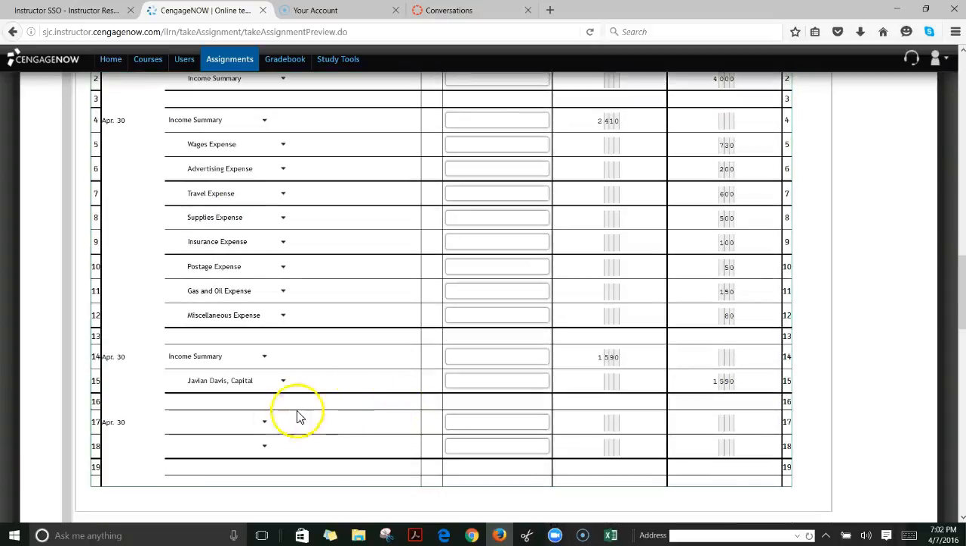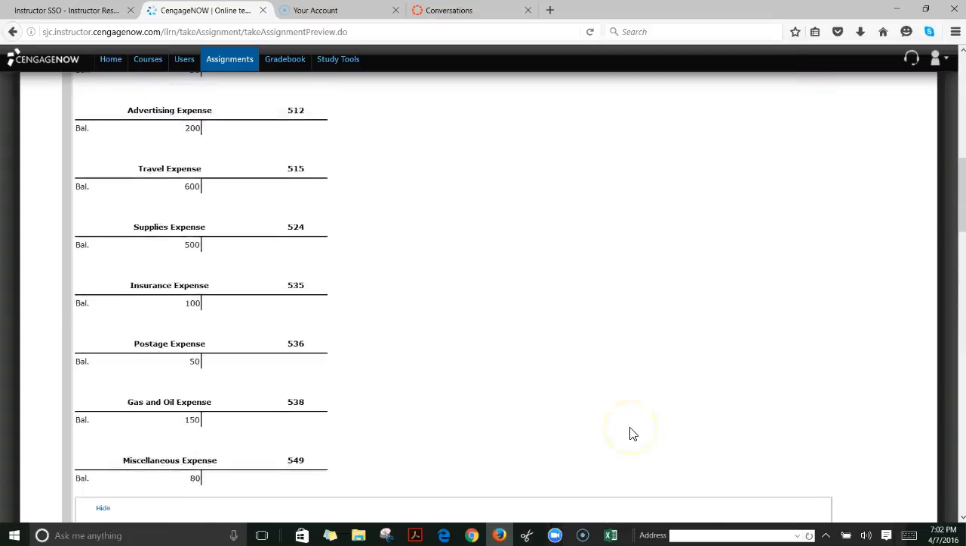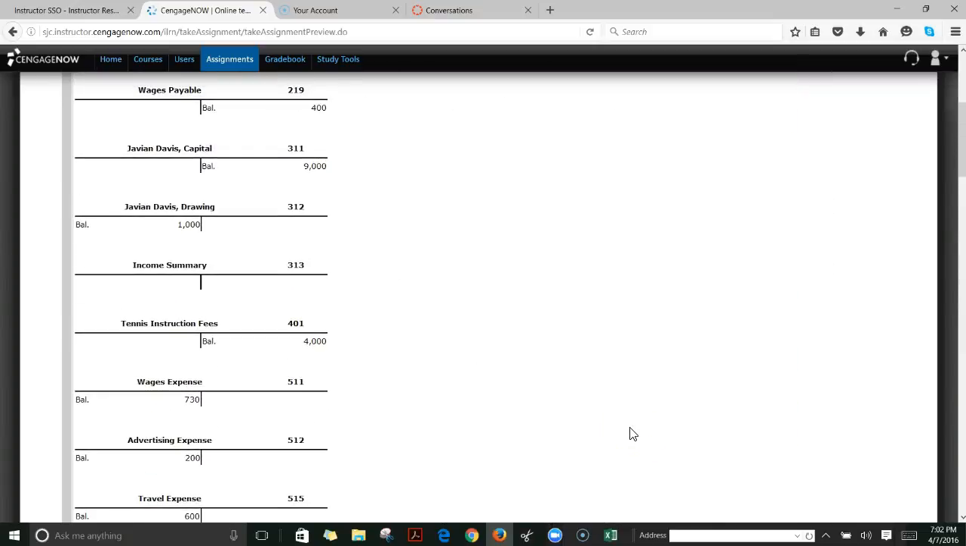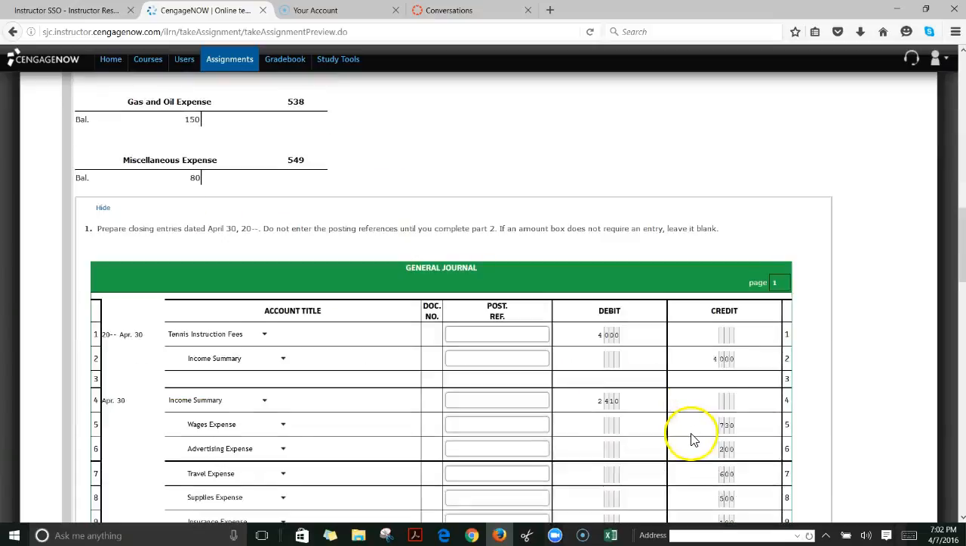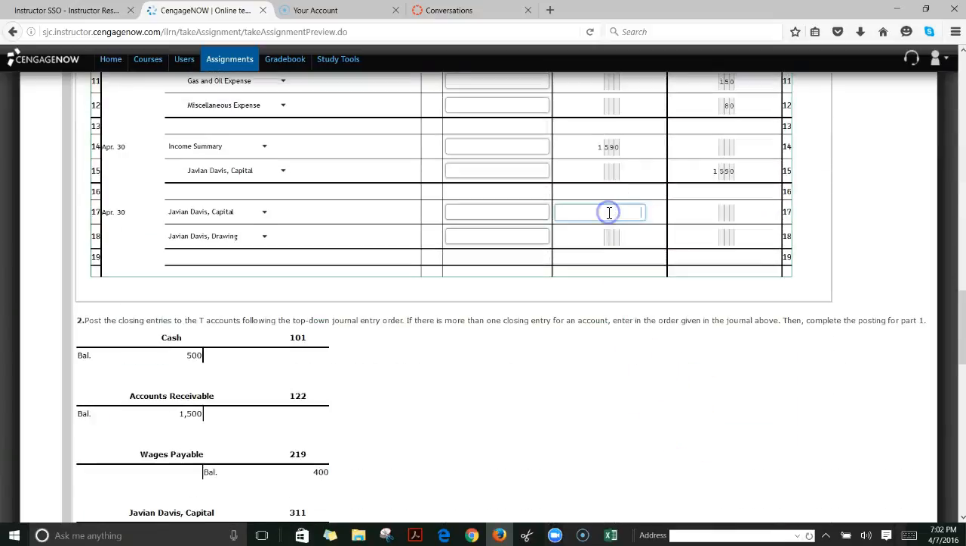And then the last closing entry is drawing. And drawing is a debit balance, so you would close it with a credit, and you would debit your capital, which subtracts from your capital. So you would debit capital and credit drawing to close it. And the amount of drawing for this month was $1,000. So we go up there and put 1,000 and 1,000 here.